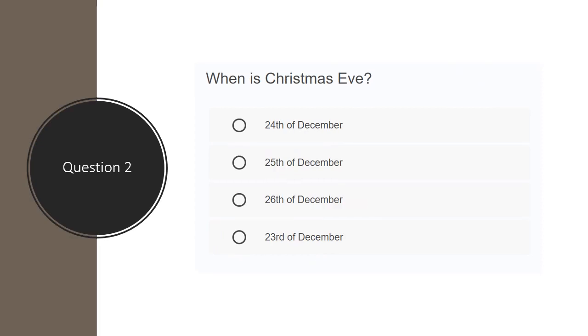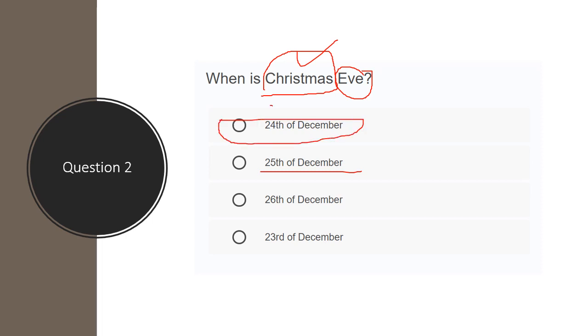answers. Next question is, when is Christmas Eve? Now, most people do this question, which is terribly simple, but they do it wrong, because when they read the word Christmas, they straight away go for the 25th, which is wrong. You need to understand that it is not about Christmas, it is about Christmas Eve. Okay, so which is the 24th. So that's the right answer, not this one. Okay, so that's why you need to read the questions very carefully. Take your time, please.